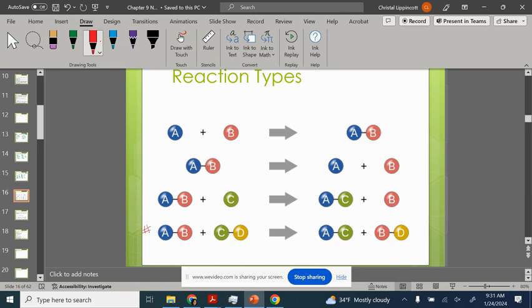That is number 3 on your homework. This is a double replacement reaction. Okay. A was with B. C was with D. But A is now with C, and B is with D.